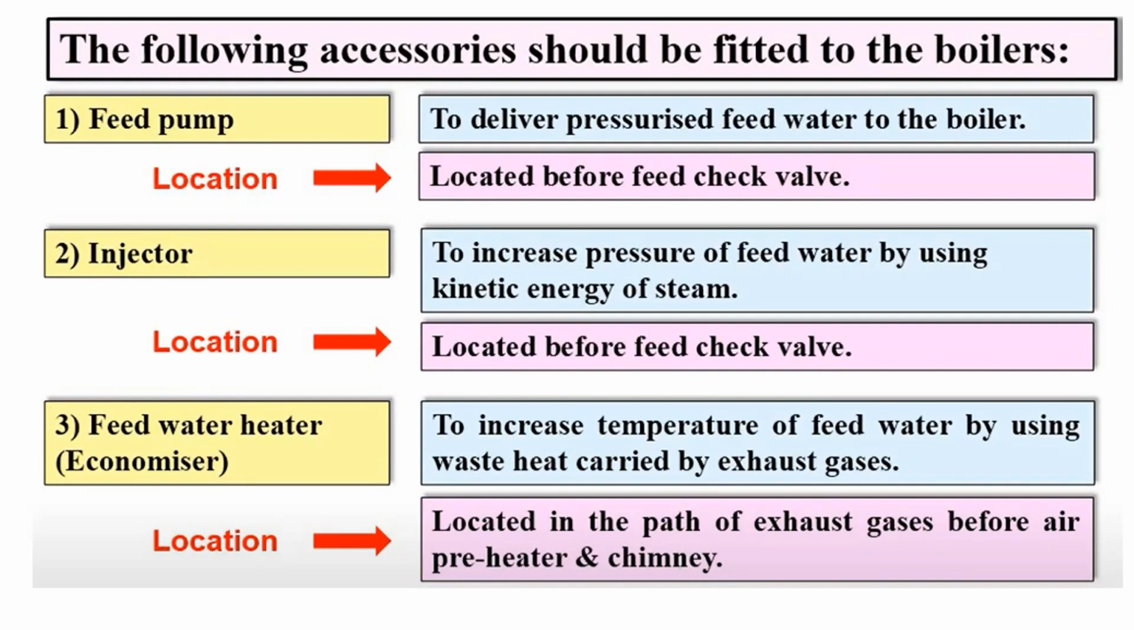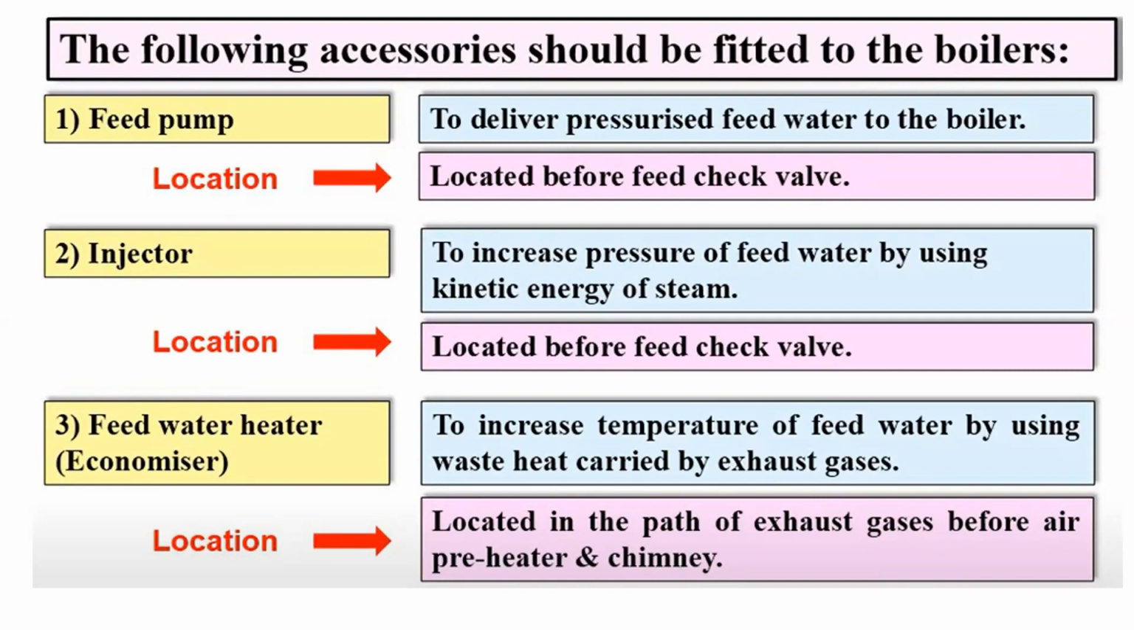And feed water heater, to increase the temperature of the feed water by using waste heat carried by exhaust gases. So feed water heater is called economizer. Why is the economizer there? Because if you supply normal room temperature water to the boiler, much of the energy given by the fuel combustion will go to increasing the temperature of the water only. Suppose I supply water at 25 degrees centigrade. So water has to reach 100 degrees centigrade, then conversion of the water into steam will take place. So it is consuming a lot of energy.